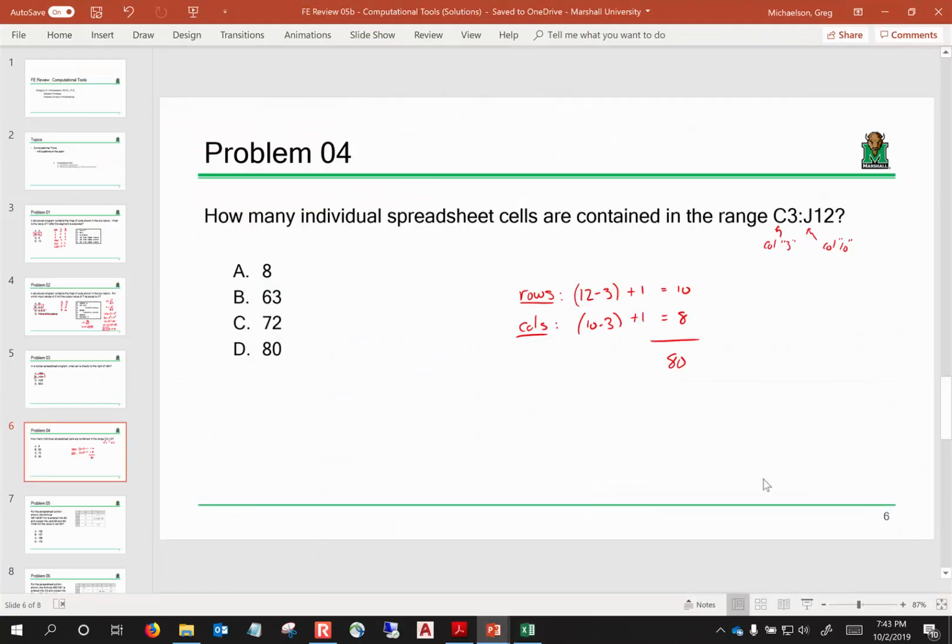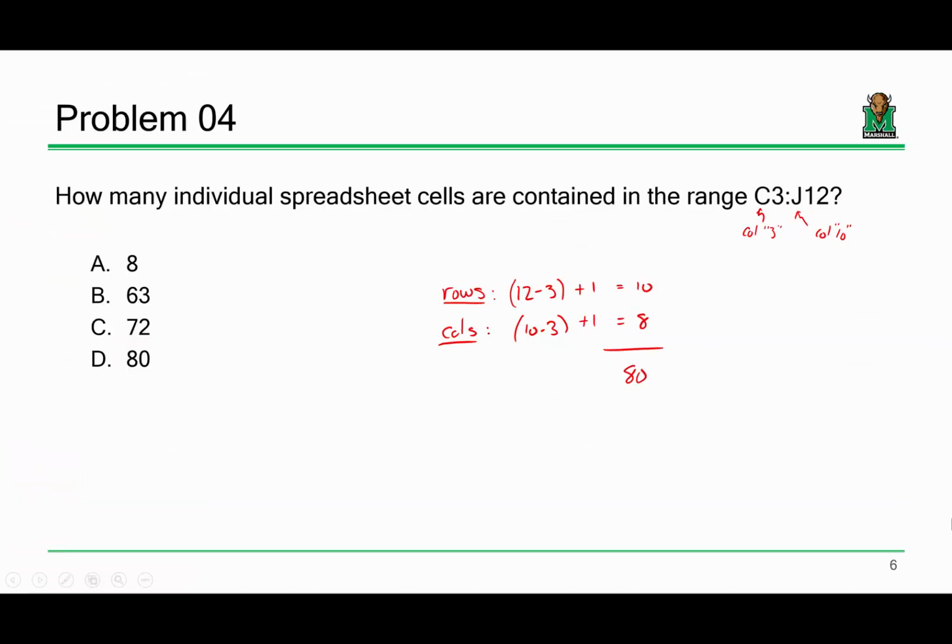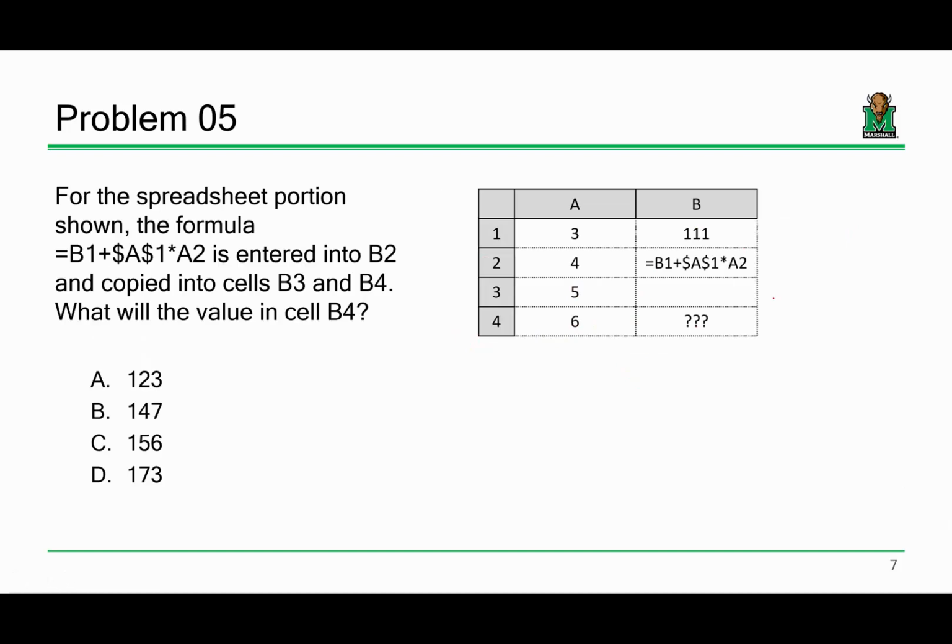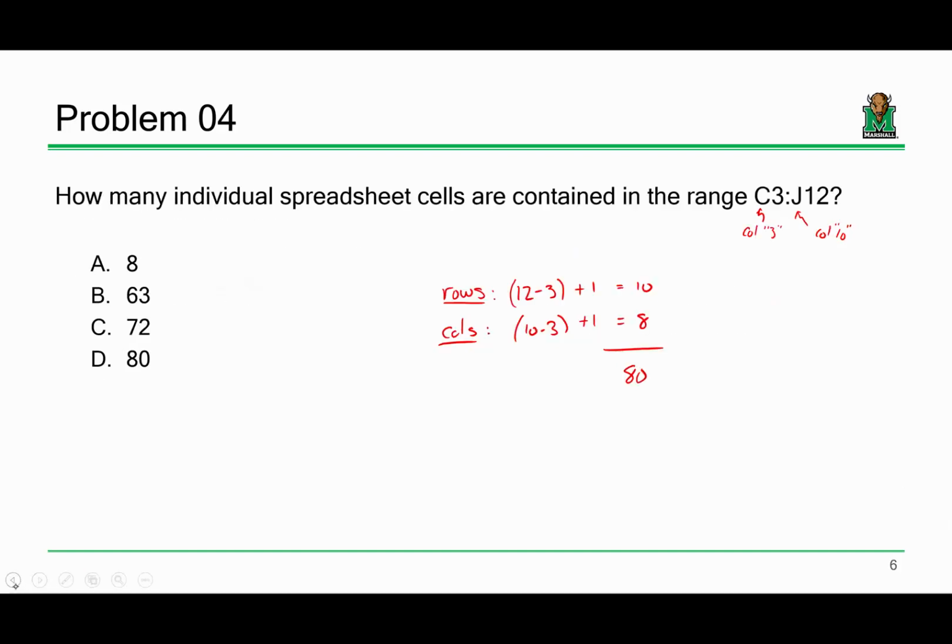So again, pretty straightforward, but it's an easy thing to miss because it's very tempting to say, well, I have 9 here and 7 here, and so 63. And so it's easy to say, oh, well, B is the answer, but no, that's not the case. B.